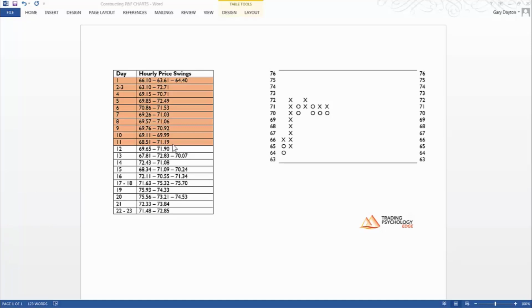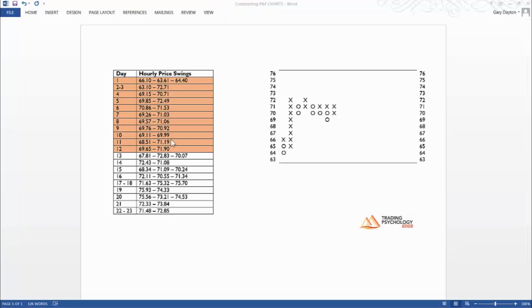Now, on the 11th day, we come down to 68.51. Finally, we get to plot a figure in the 69 level. Then it goes back on up to 71, breaking 71 to go to 71.19. We already have a figure in 70. We have to go through that, so we create a new column, 70 and 71. And then we stop for the day.